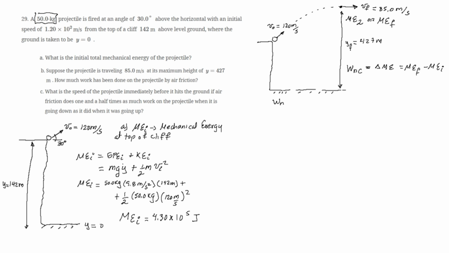It will be the gravitational potential energy final plus the kinetic energy final, minus the mechanical energy initial, that is 4.30 times 10 to the 5th joules. I have to calculate this now.